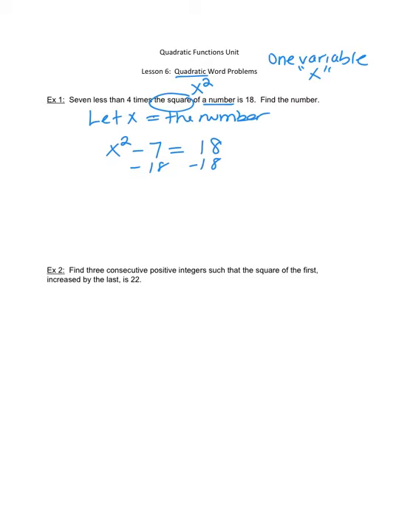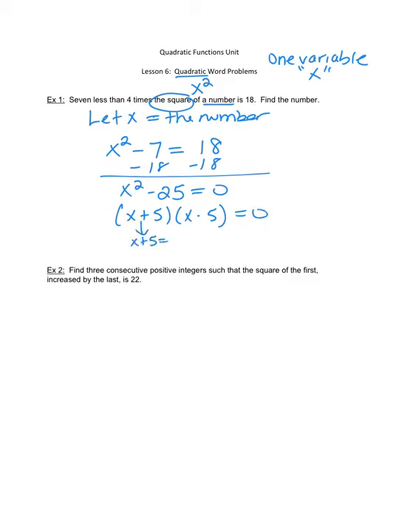I now have x squared minus 25 is equal to 0. I'm now going to try to factor. I always look for a GCF first. I don't have a GCF. I'm now going to factor this as difference of squares. This is x plus 5 times x minus 5 equal to 0. I set up two equations, either x plus 5 equals 0 or x minus 5 equals 0.